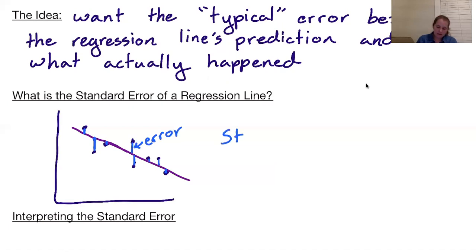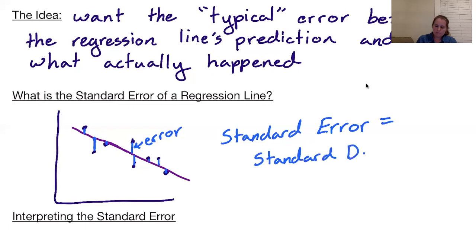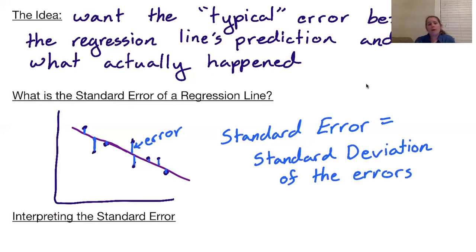So standard error is simply the standard deviation of the errors. When we talked about standard deviation, we talked about how it was essentially the standard or typical distance from the mean. So here it's measuring the typical distance from the regression line's prediction.